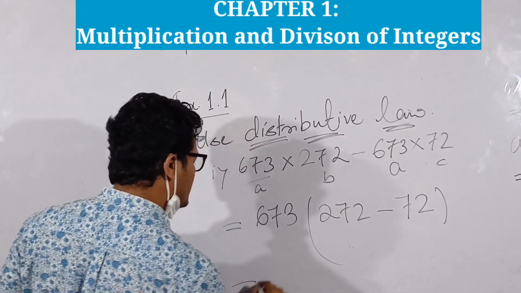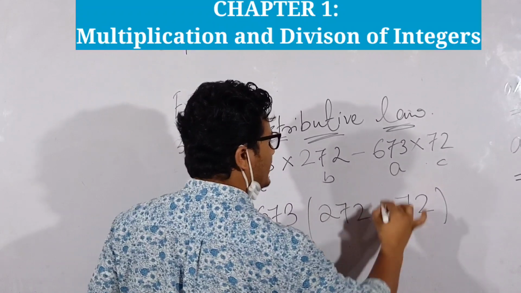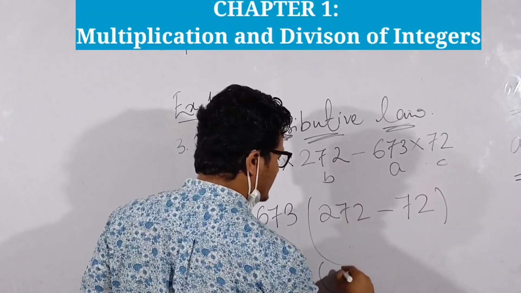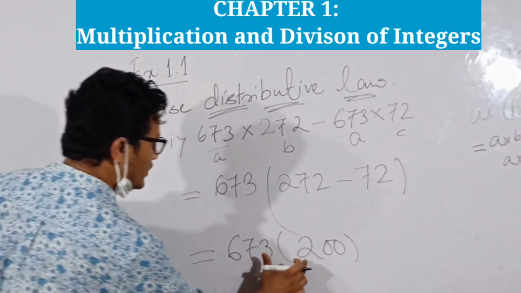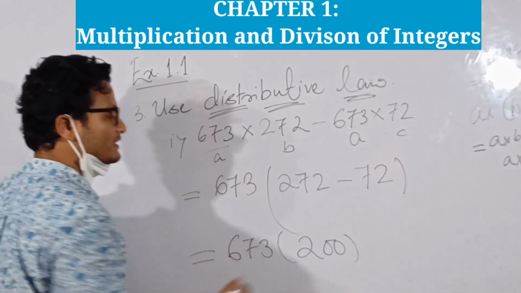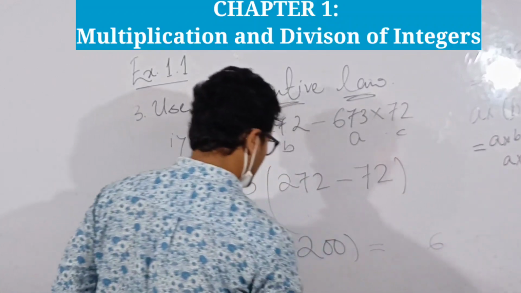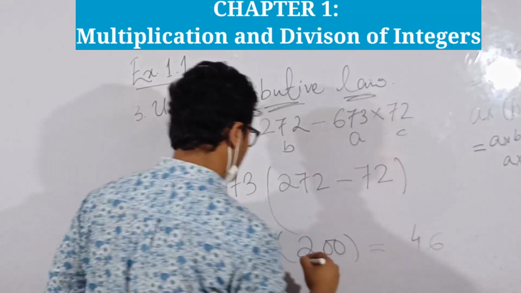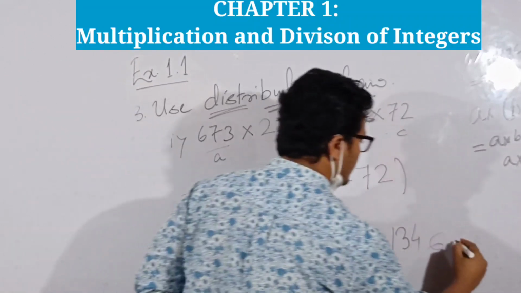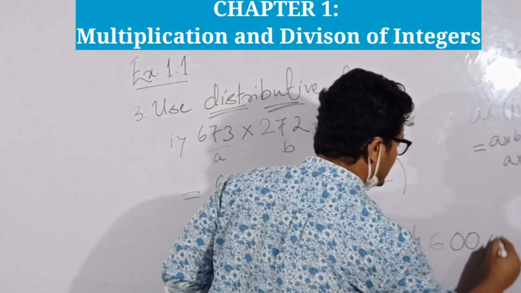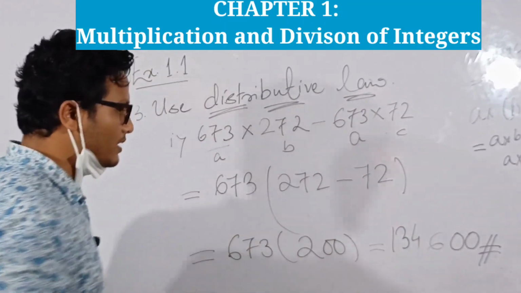So here what will we do? 673 into 272 minus 72, how much? 200. Now if we multiply 200 by 673, what is the answer? The answer would be 3 to the 6, 7 to the 14, 14 to 4, carry 1, 6 to the 12, 1, 13, and 0s. This is the answer that we get. Students, I think you have understood this problem.